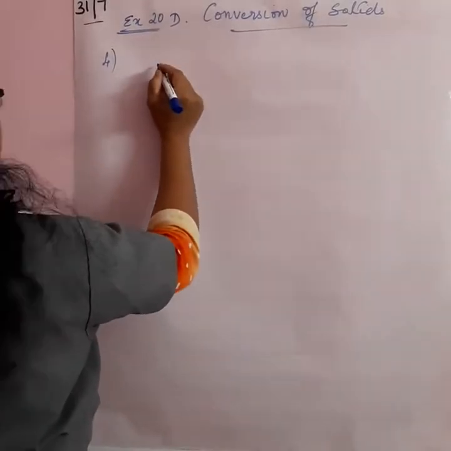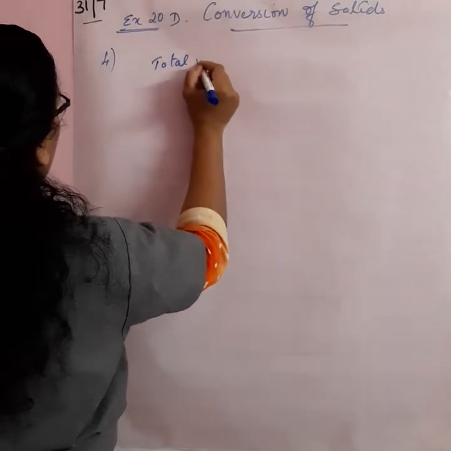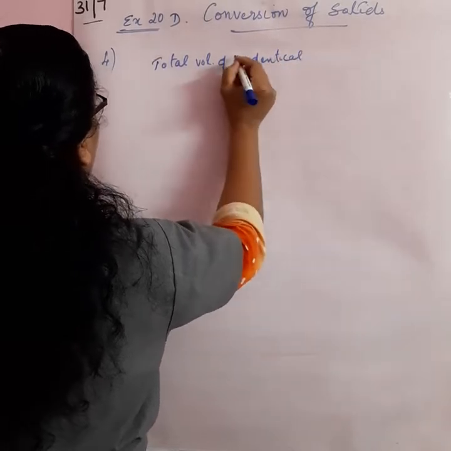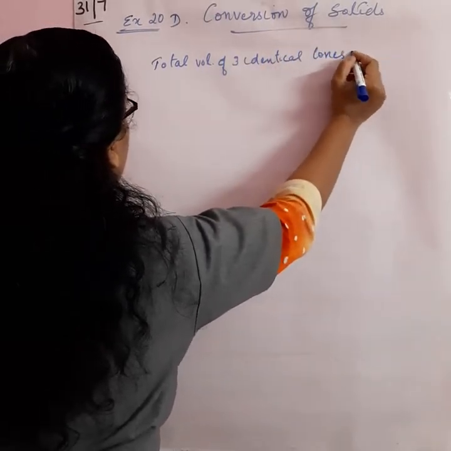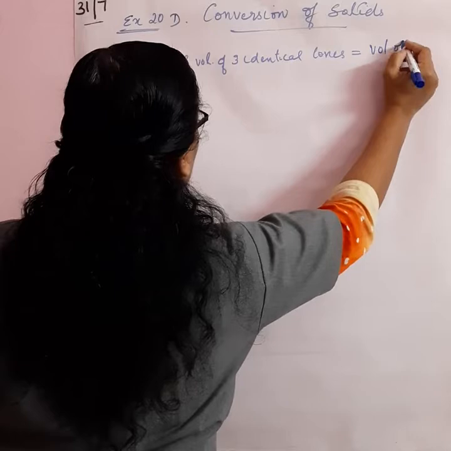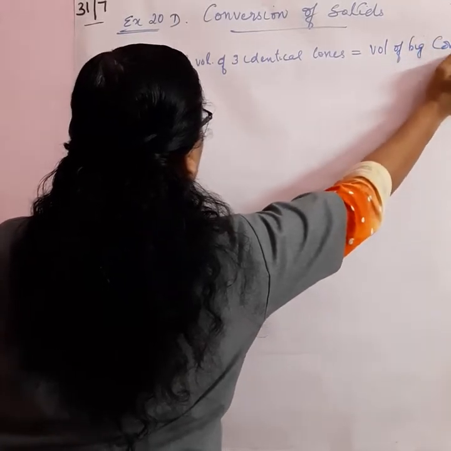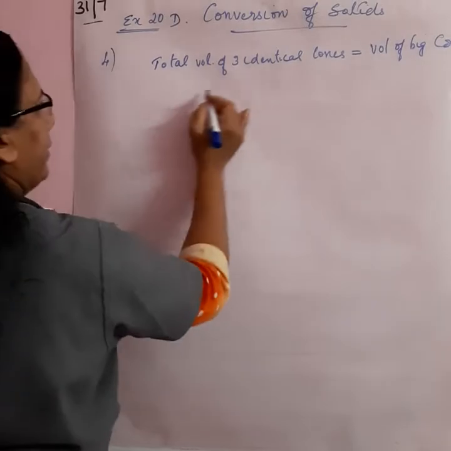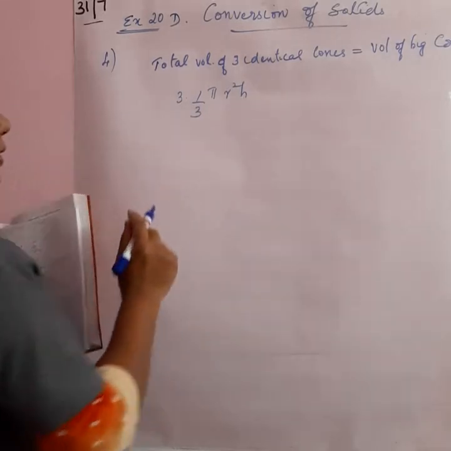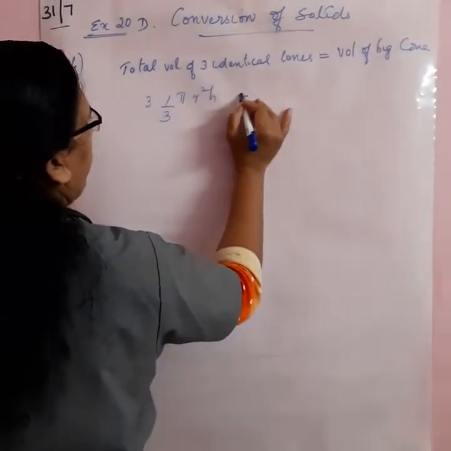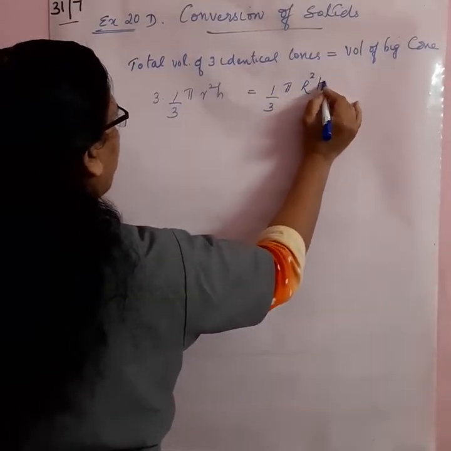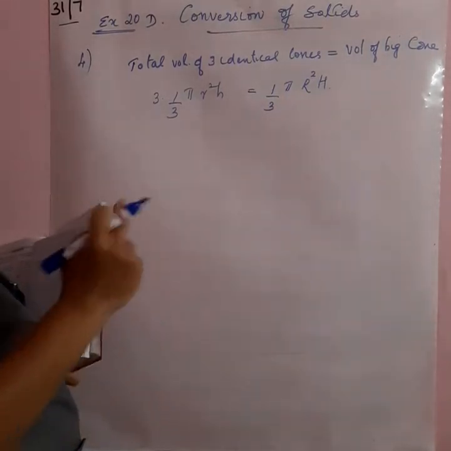So what is given we shall write. The total volume of 3 identical cones is equal to the volume of the bigger cone. Now what is the total volume of 3 identical cones? 3 into 1 by 3 pi r square h. Let r and h be the radius and height of the smaller cone. It is equal to volume of big cone, which is 1 by 3 pi, let it be capital R square into capital H. This is R and H for the bigger cone, radius and height.